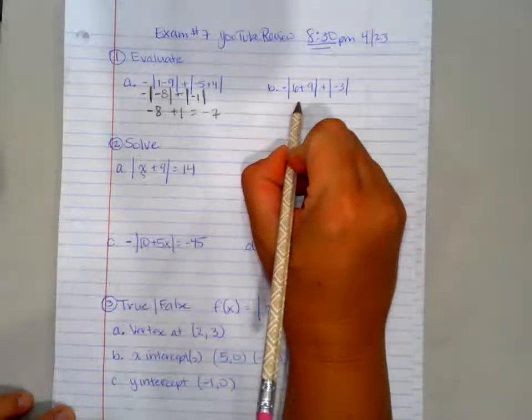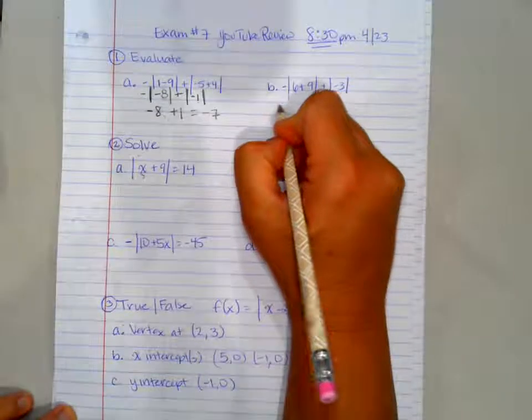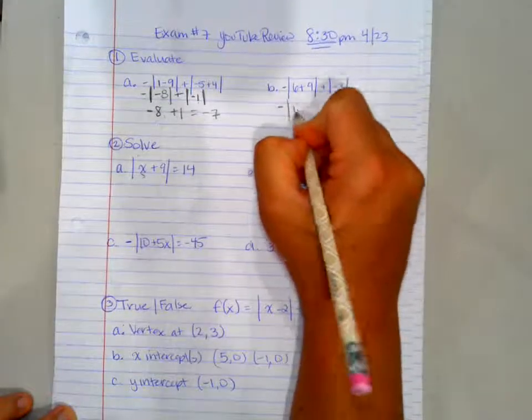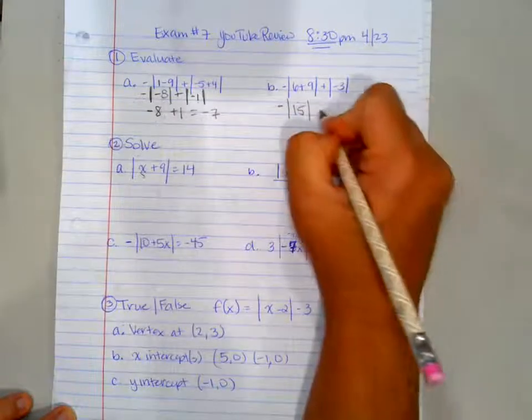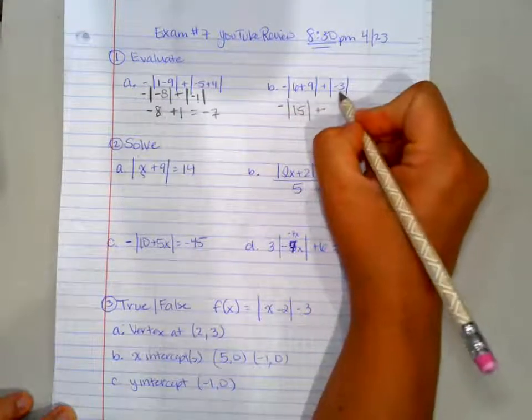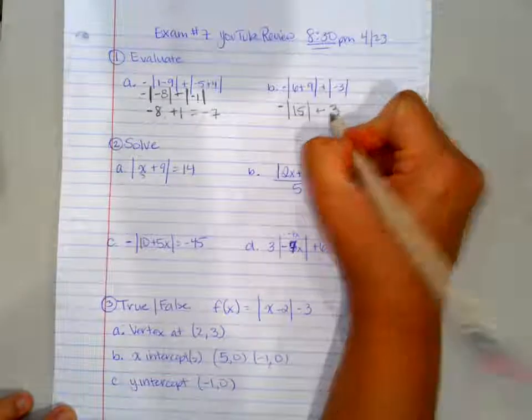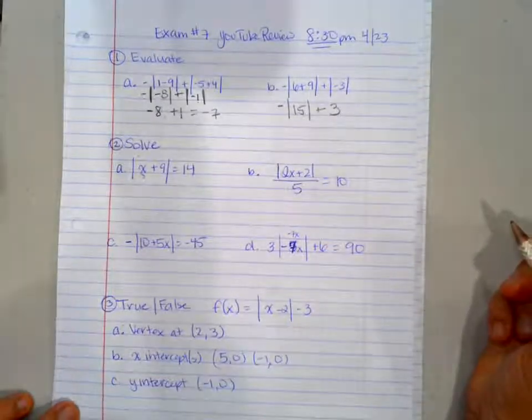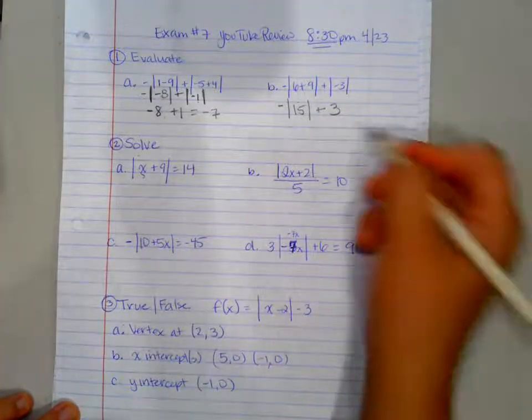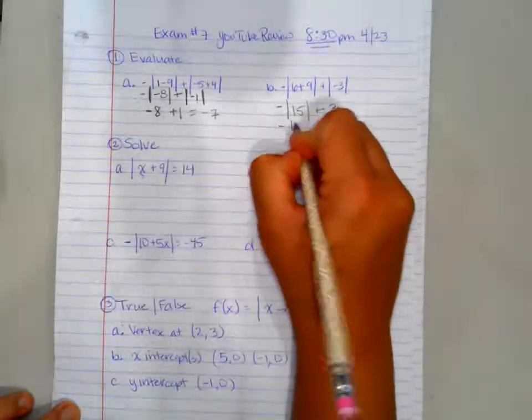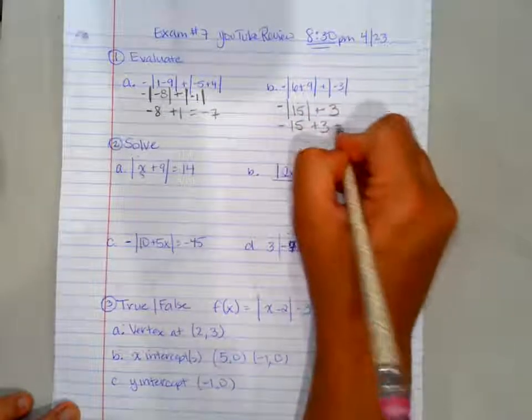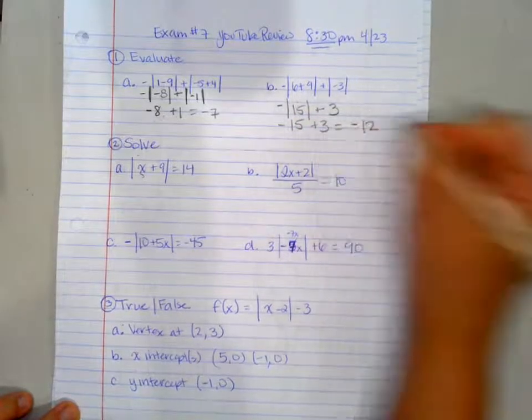Let's do B. All right, absolute value first. This negative's on the outside. 6 plus 9 is 15. We have the absolute value of 15 plus the absolute value of negative 3, which is just 3. So we have negative 15 plus 3, which is equal to negative 12.